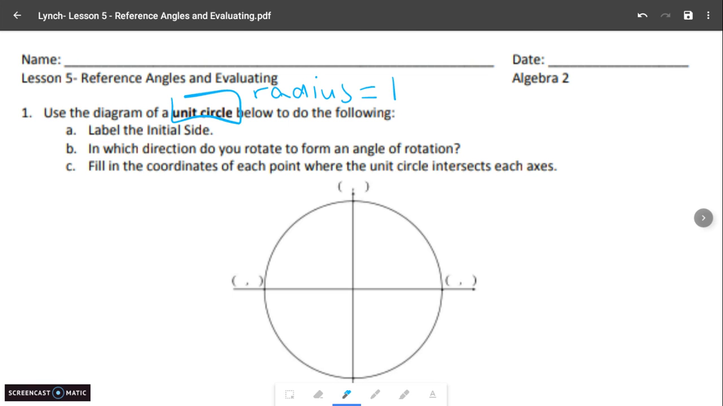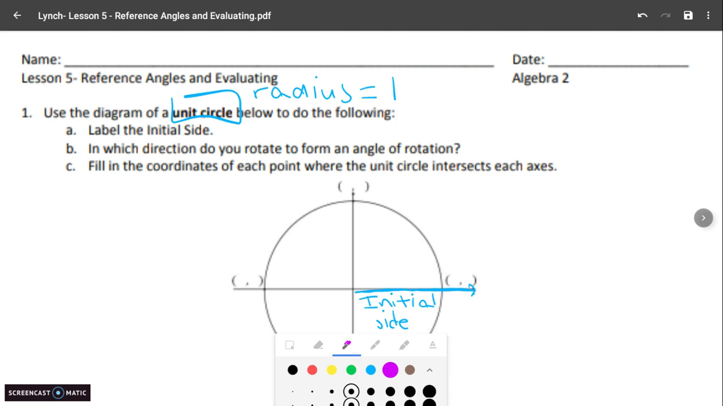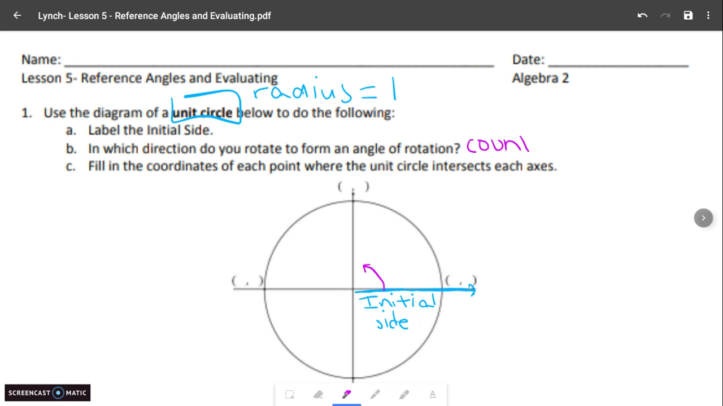So A says label the initial side. The initial side where we start, remember, is the positive side of the x-axis. So there is our initial side. The next question, in which direction do you rotate to form an angle of rotation? The angle of rotation, remember, is counterclockwise.